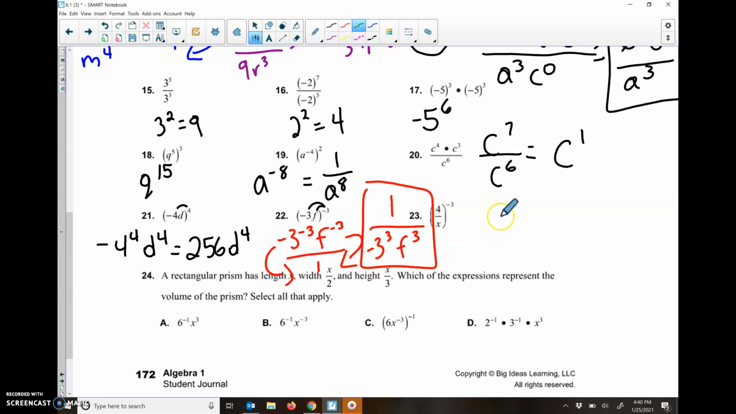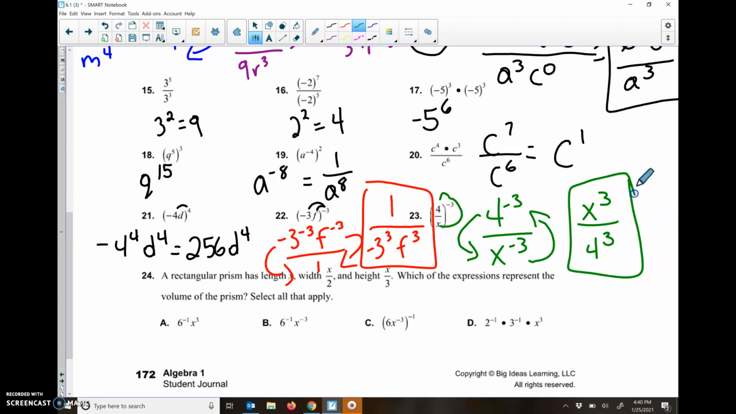And then for the last one here, we have 4 over x to the negative third power, and remember that negative 3 again goes to both. So 4 to the negative third power over x to the negative third power. Again, wait, both of them are negative exponents, so this is going to be a straight flip-flop here. So the 4 is in the numerator, it flops to the denominator. The x to the negative third is in the denominator, it flops to the numerator. So that means x to the third power over 4 to the third power is my final answer there.